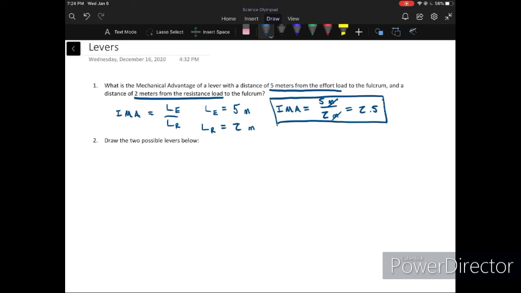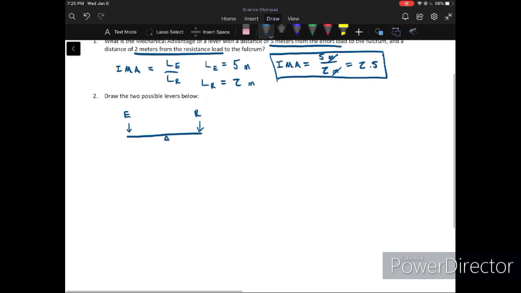Okay, well, that's great. Well, what else can we learn looking at our question? Draw the two possible levers below. Okay, there's 3 different types of levers that we've discussed already. A type 1, a type 2, and a type 3. If we remember the diagram that we looked at on our presentation, we remember that a class 1 lever looks something like a teeter-totter, where you have some resistance and some effort.